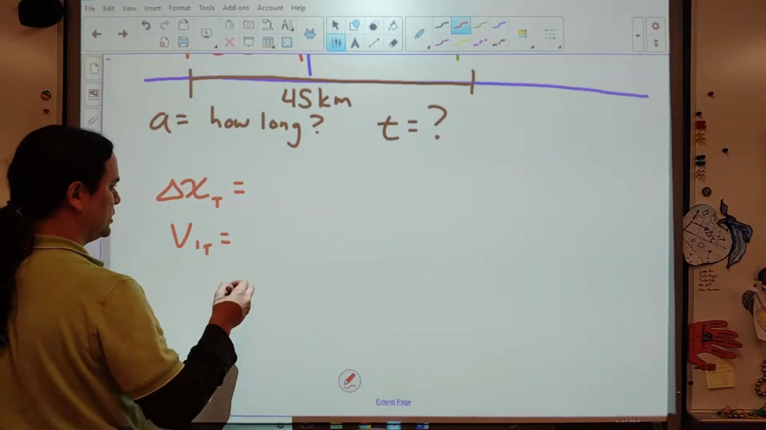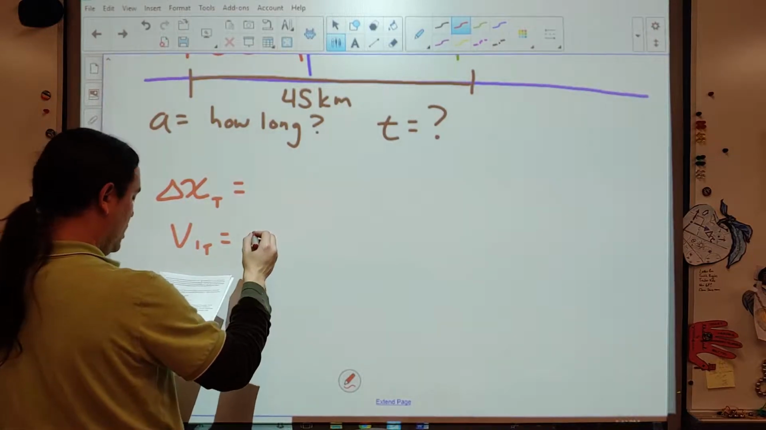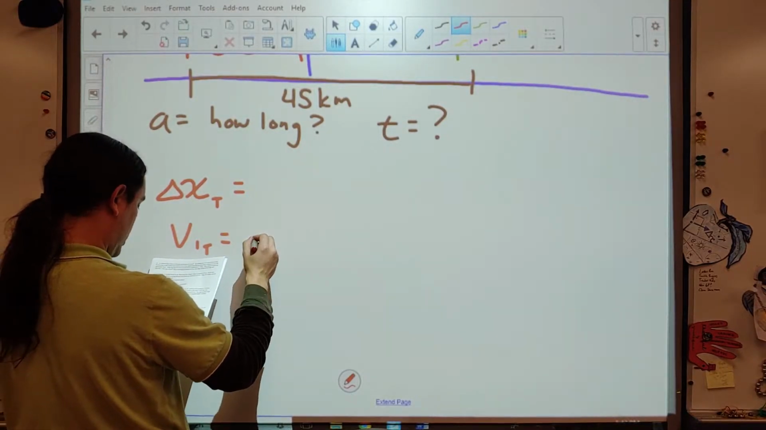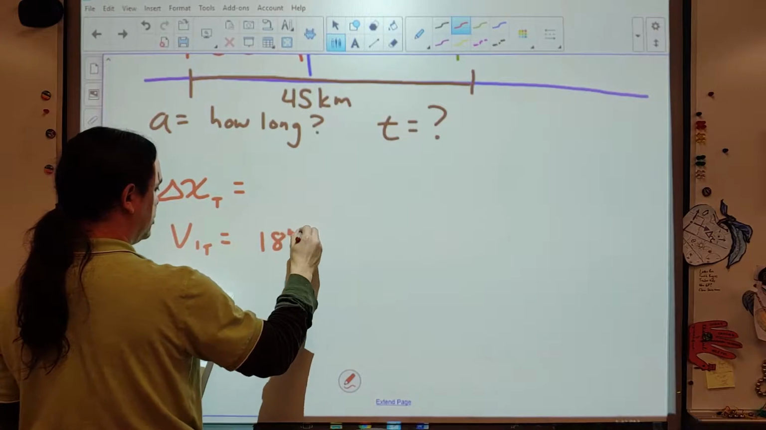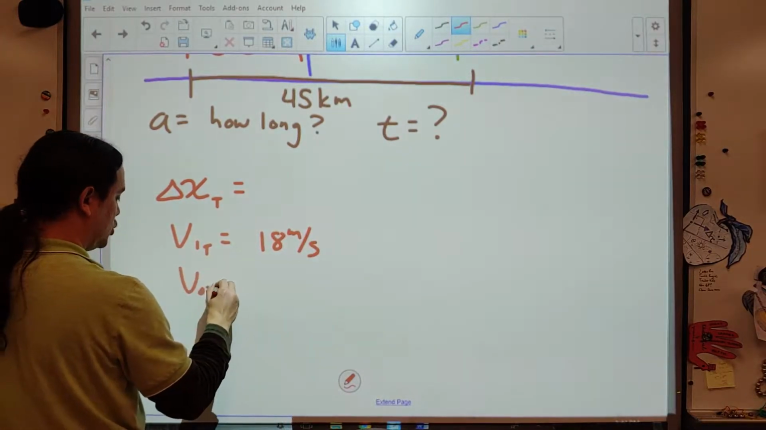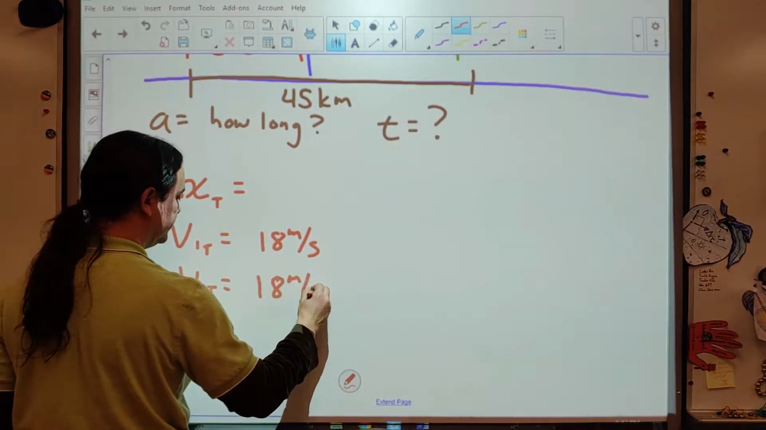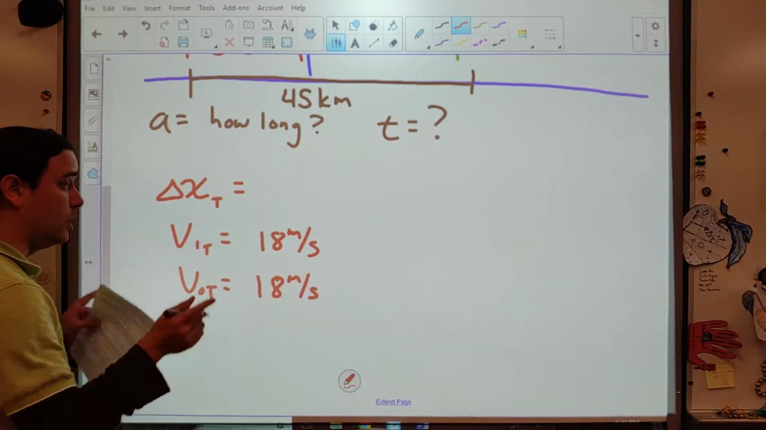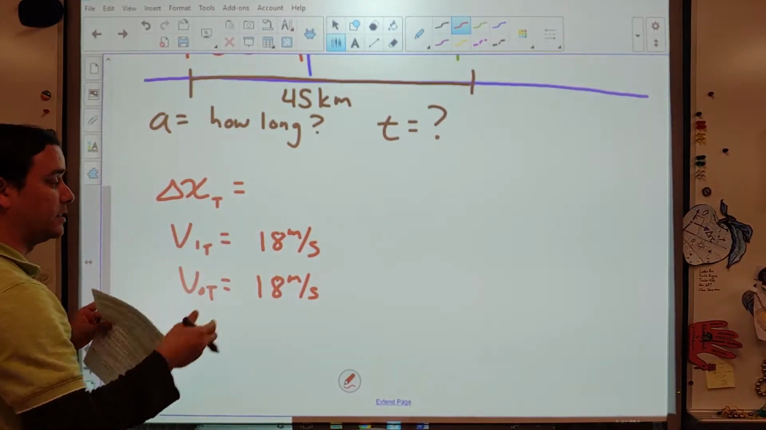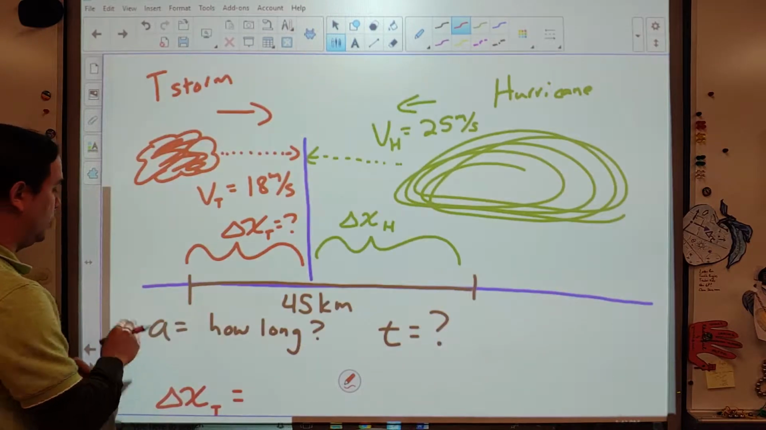I'll try and update this so that it says constant speed in there. Okay, great. So our thunderstorm, we said, was going at 18 meters per second. That's going to be its initial velocity and its final velocity. There'll be a different video that I shoot that has a similar problem, except one of them is accelerating, so you can deal with accelerations.